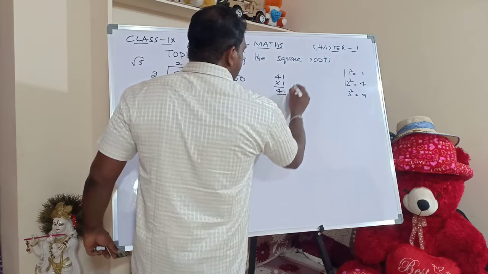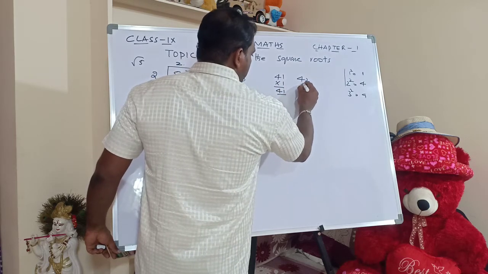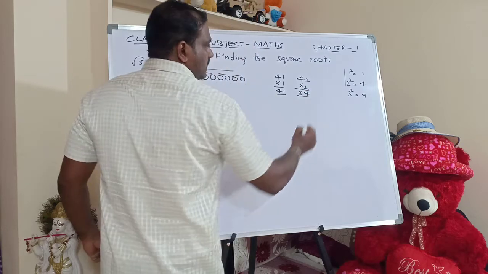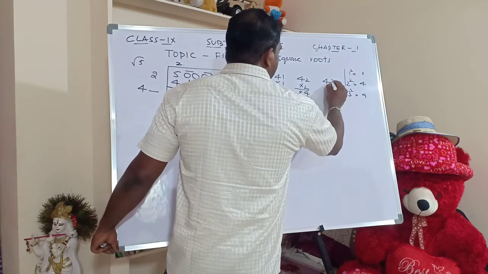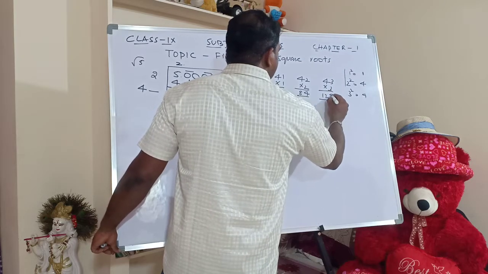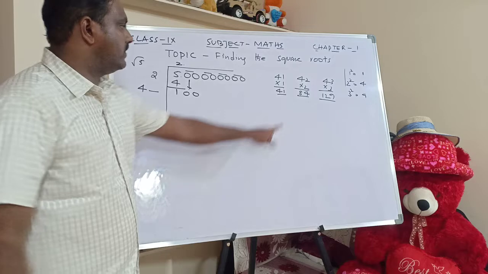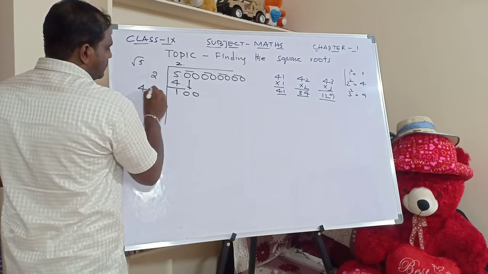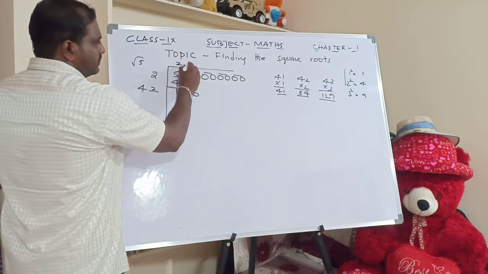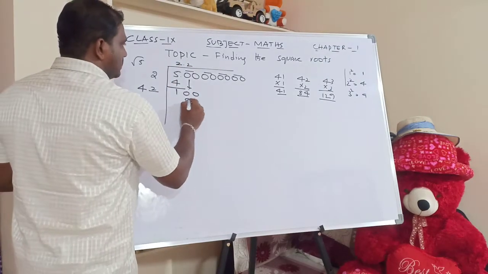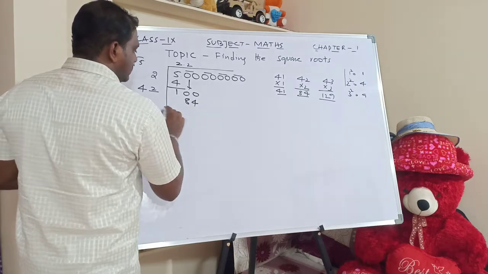41. 42 twos. 2 twos are 4, 2 fours are 8. 43 threes. 3 threes are 9, 3 fours are 12. So which is best? 42 twos. So therefore 2 same. 2 into 2. That is 42 into 2. How much it was? 84.